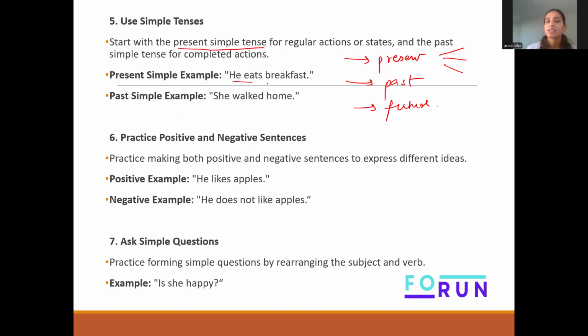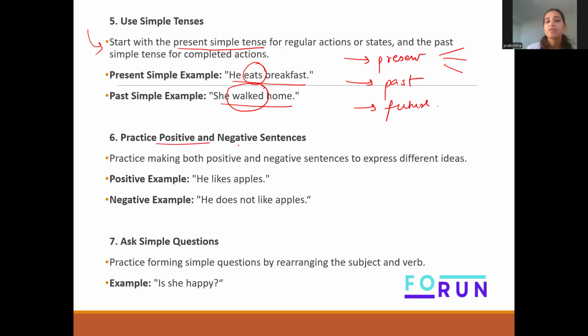Simple present sentence: she eats breakfast. Simple past: she walked home. We will look at all of these things, how the tenses change, what happens. We will take a look at it, right? But after you are done with making normal sentences, you can start working on tenses.